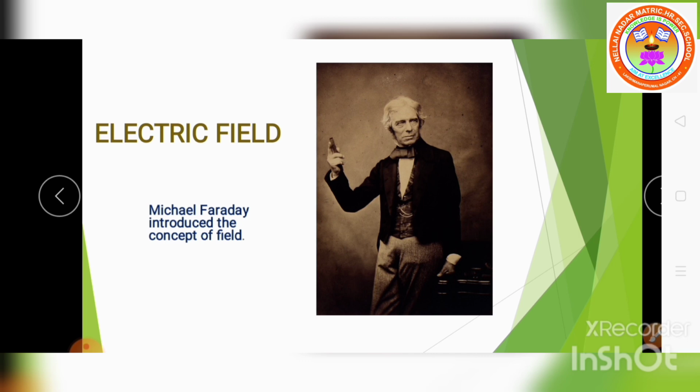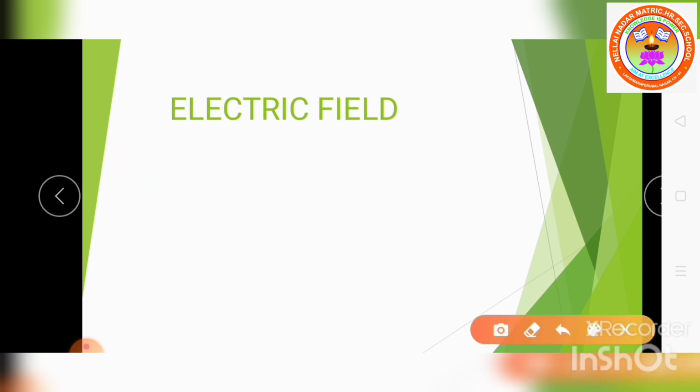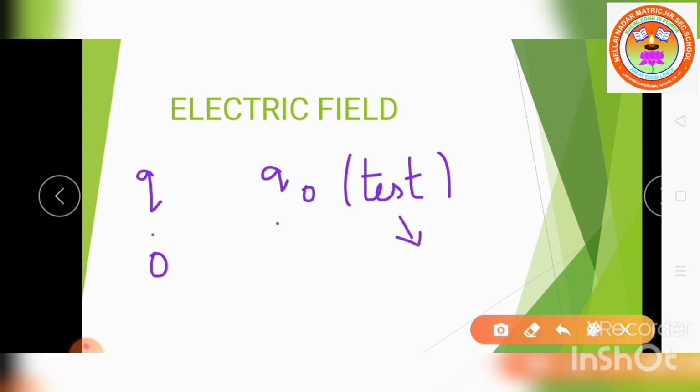So, again for understanding, let us consider a point source. Here I am going to take one point charge Q at one particular point, for example this point O. At the point O, I take one source point charge Q. Then another point charge Q0. Actually, this Q0 is called the test charge.